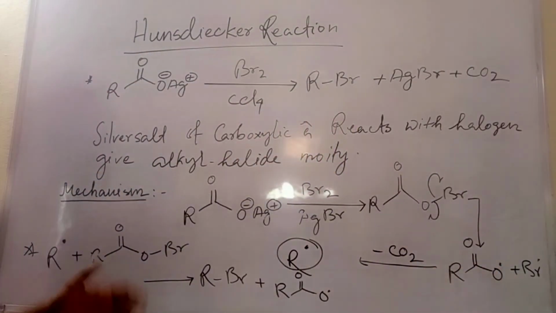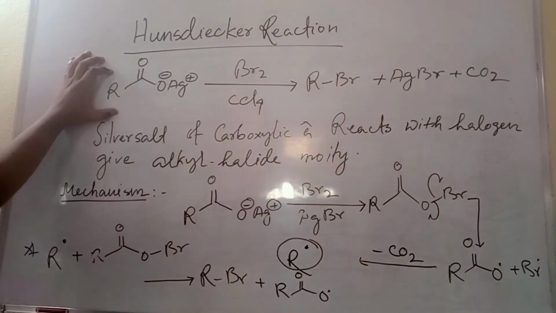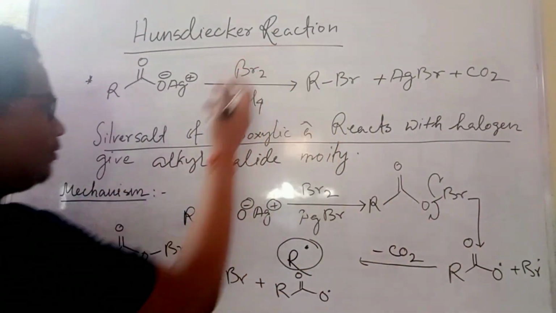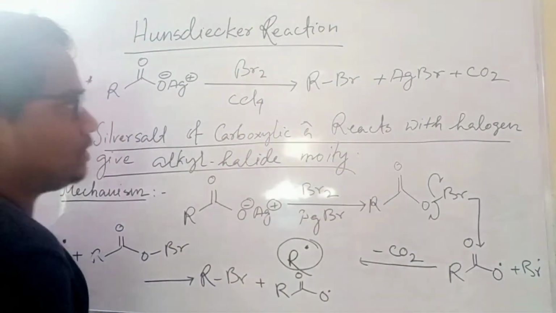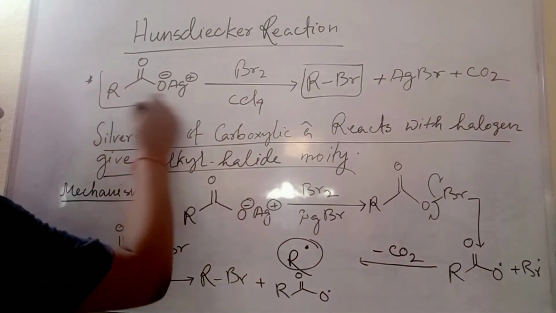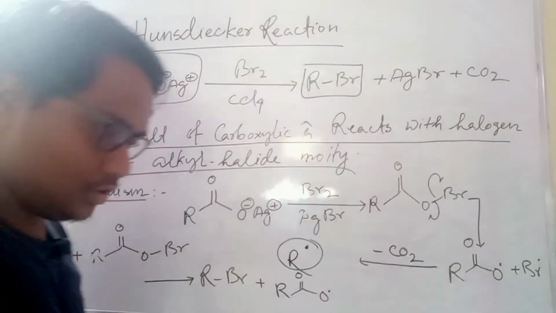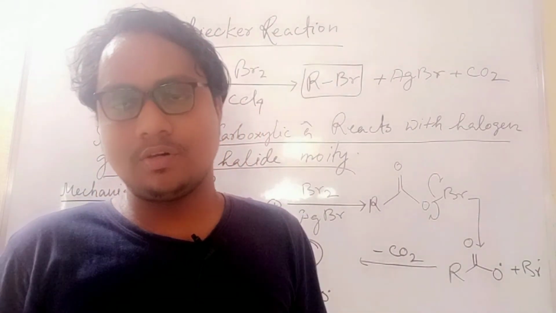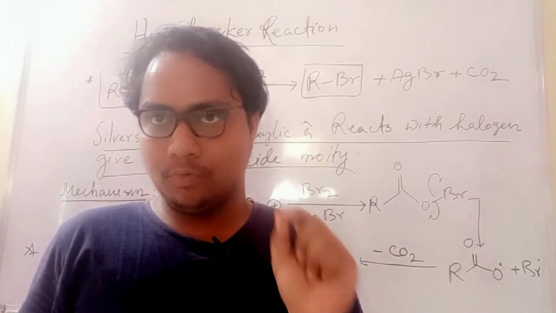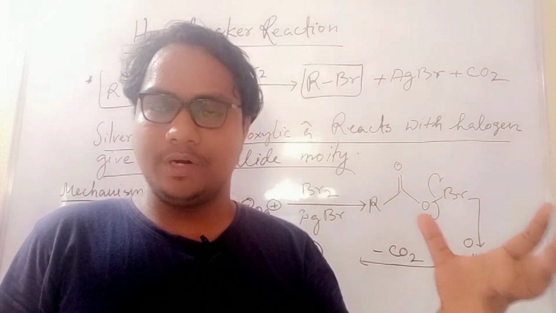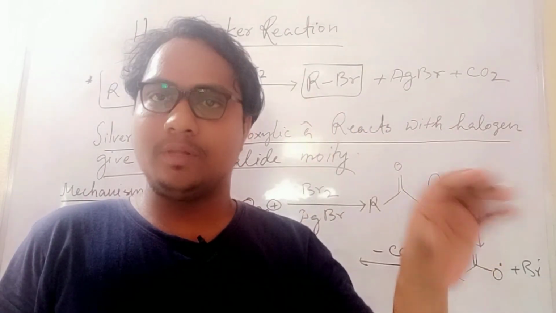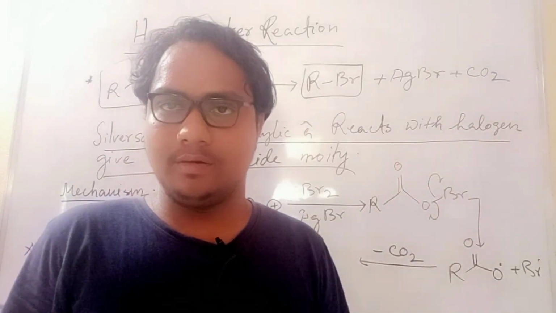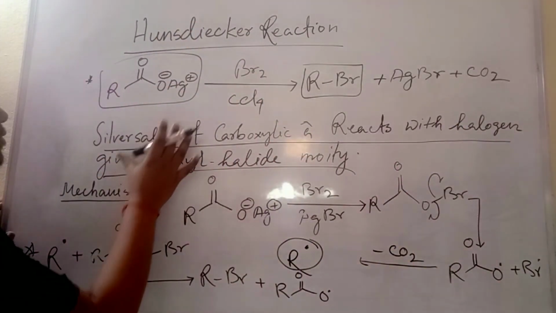The Hunsdiecker reaction is this: if you have a silver salt of carboxylic acid, it reacts with a halogen compound and gives an alkyl halide moiety, because it is the final product and it is the starting material. If you have a silver salt of this carboxylic acid, not another salt, only silver salt, in presence of bromine or a halogen, it will give the alkyl halide type moiety, meaning RBr. If you use bromine, RBr type, R equal to different alkyl groups. So this is the main application of the Hunsdiecker reaction.